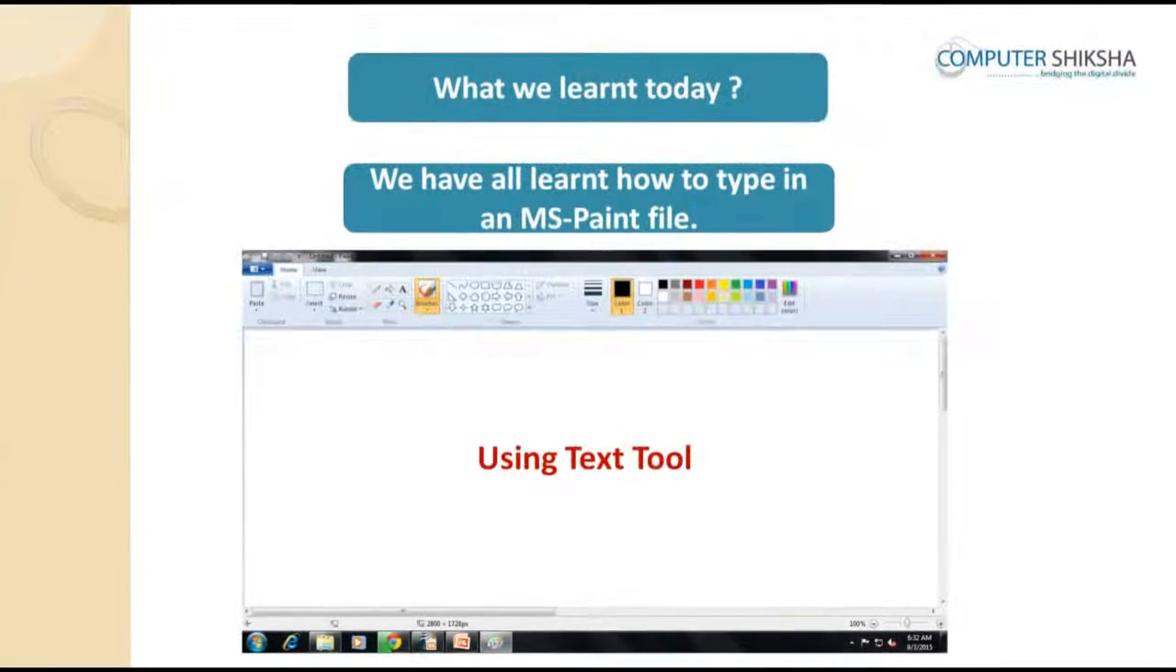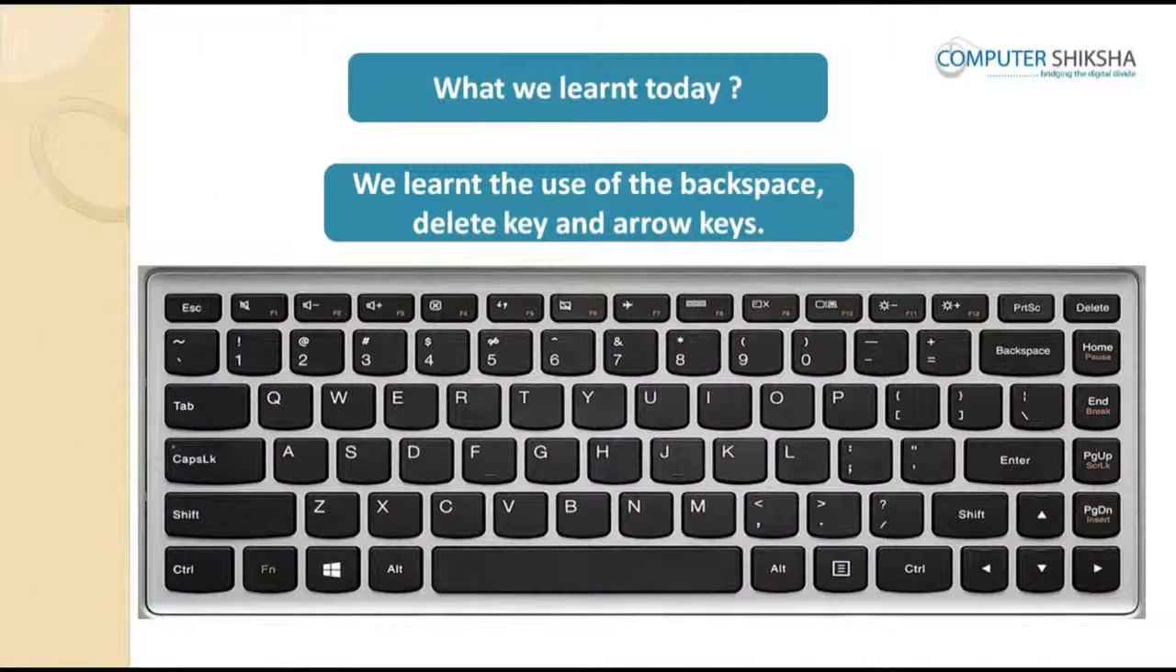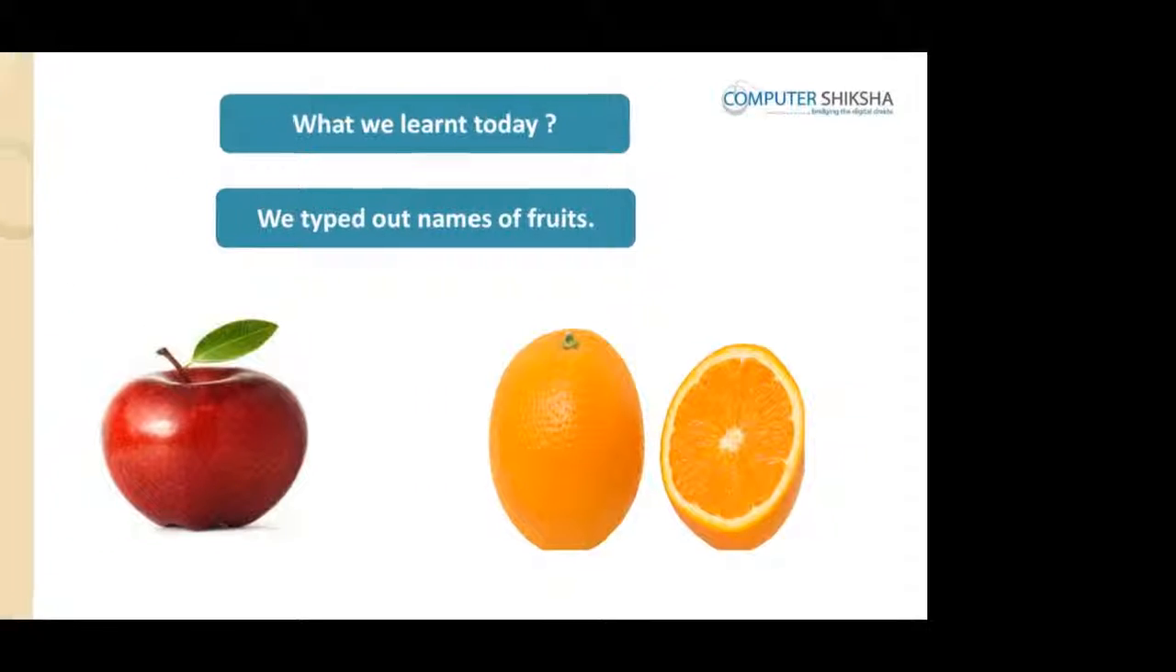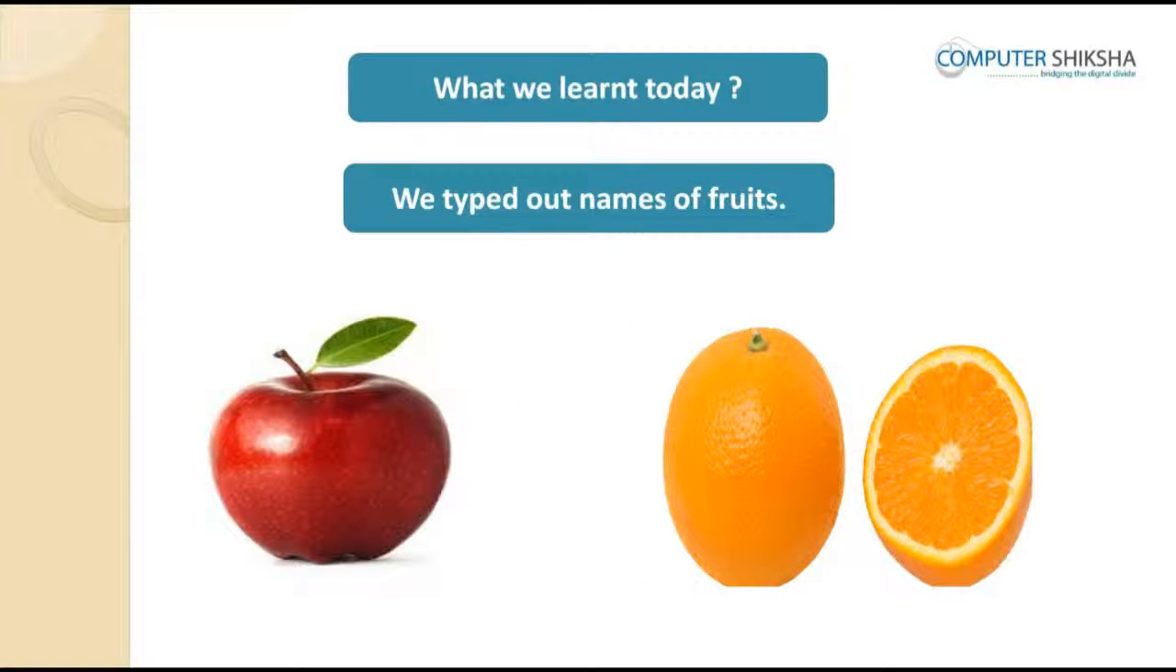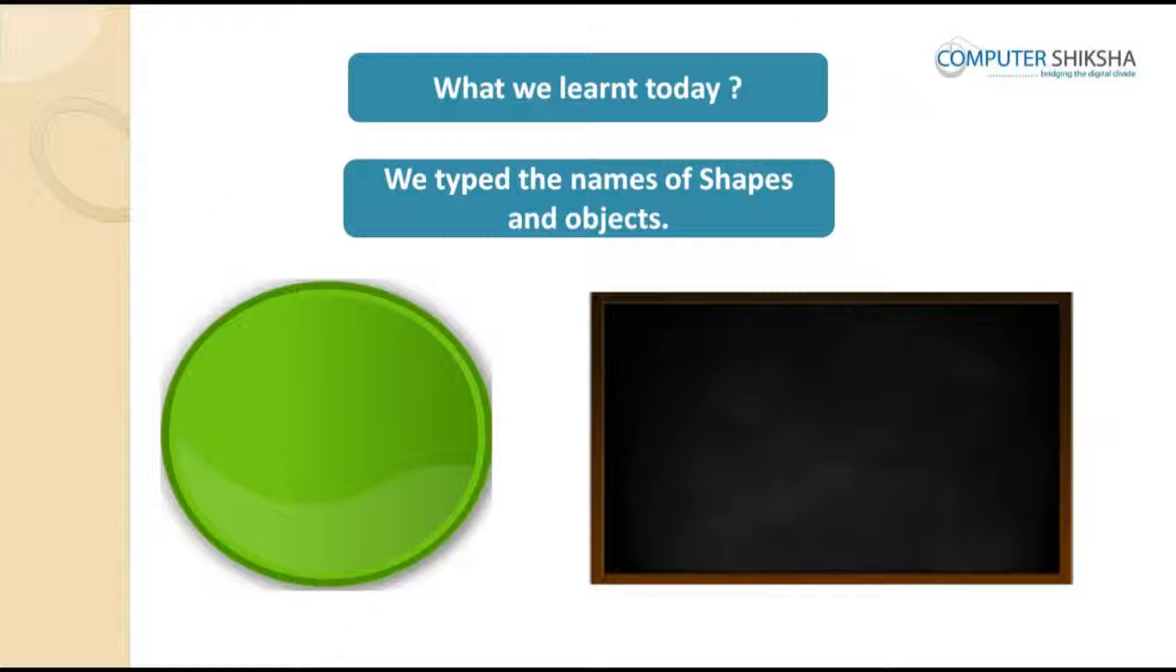In today's class, we have all learned how to type in an Mspaint file. You also learned how to use backspace, delete, and the arrow keys. Also, today we typed out names of fruits, numbers, and objects.